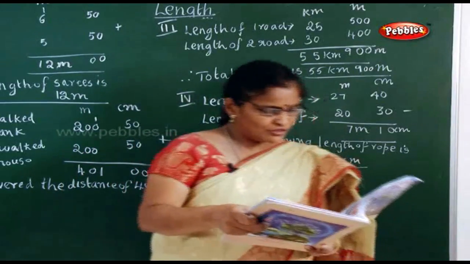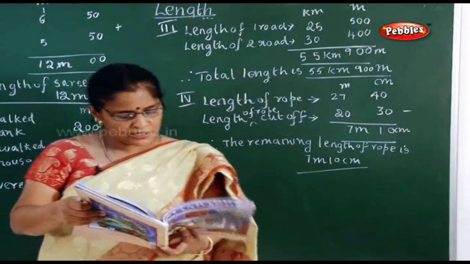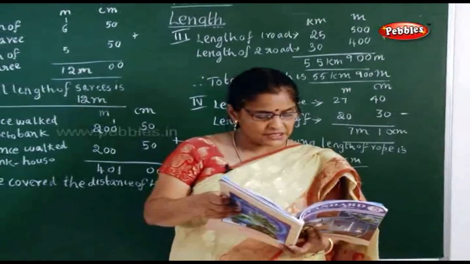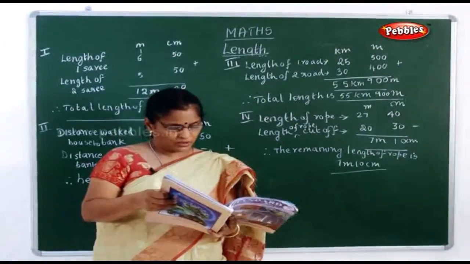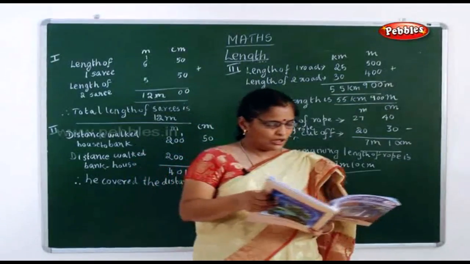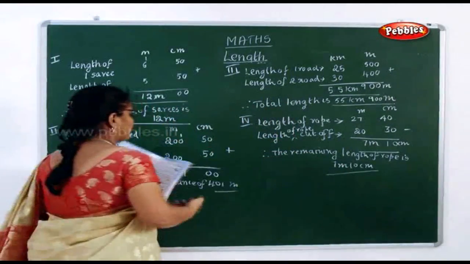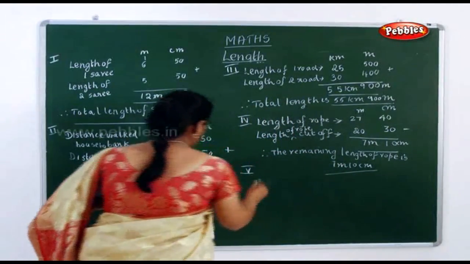Now next sum, fifth sum. John is 1 meter 60 centimeter tall. James is 1 meter and 40 centimeter tall. So one person, what do you have to write? You have to write first one, what is it?